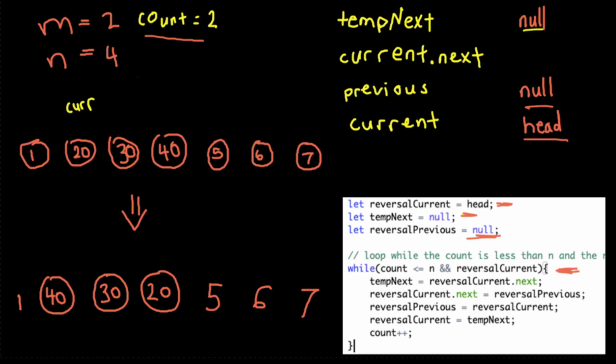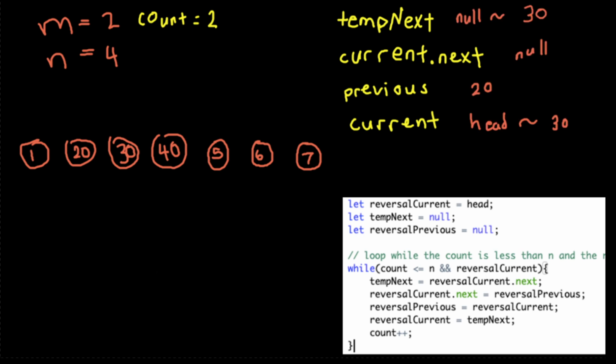So once you step into the while loop, what you're going to have is the previous values of temp next and previous and head. I put all those there. So we know that current is this, right? And so temp next becomes right here. It was null before, now it becomes 30.